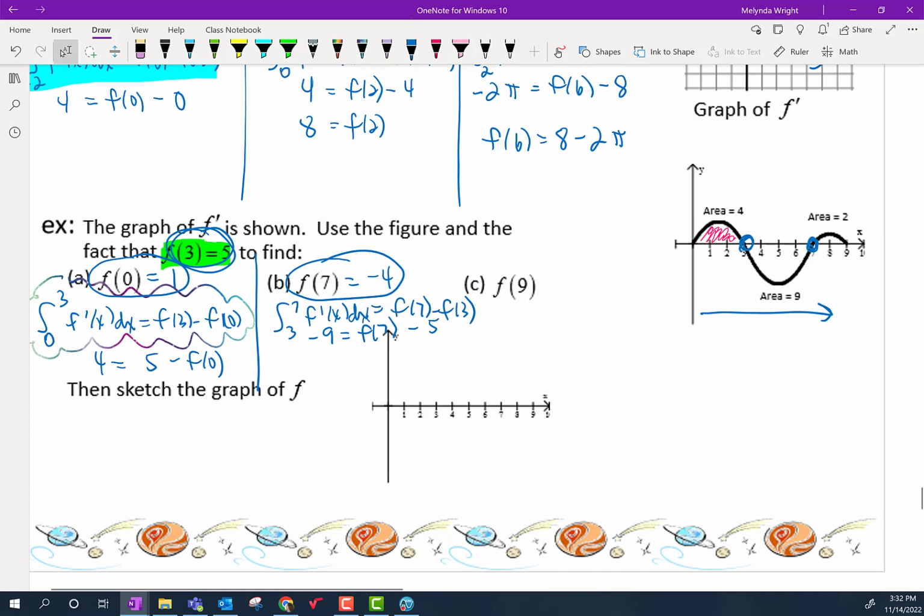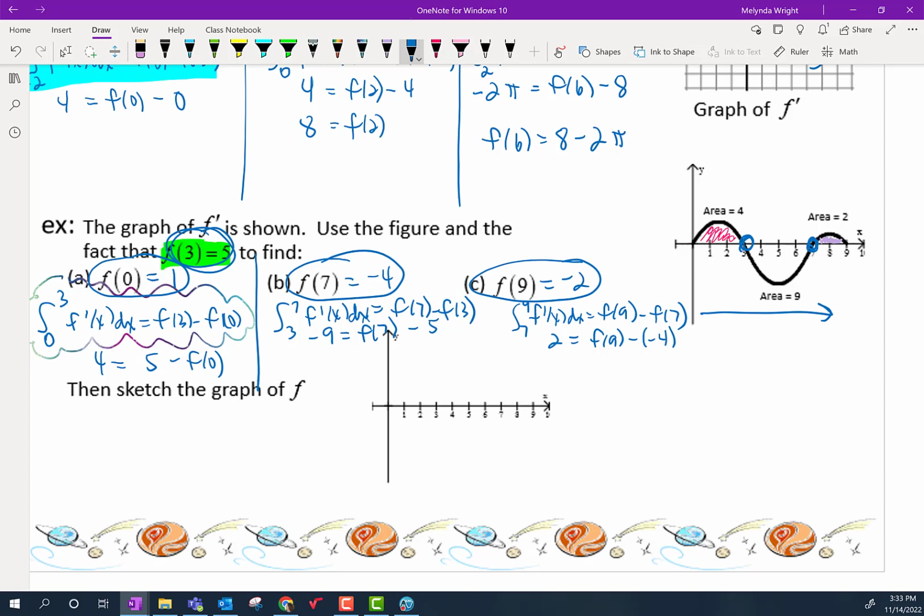Last one, f of 9. I think I would like to integrate from 7 to 9 because I have f of 7 already and I want f of 9. That just gives me this last part over here. That seems kind of handy, just to integrate that last piece. So we're doing the integral of f prime of x dx equals f of 9 minus f of 7. That area is 2. f of 9 we don't know. f of 7 is negative 4. So f of 9 is actually negative 2.